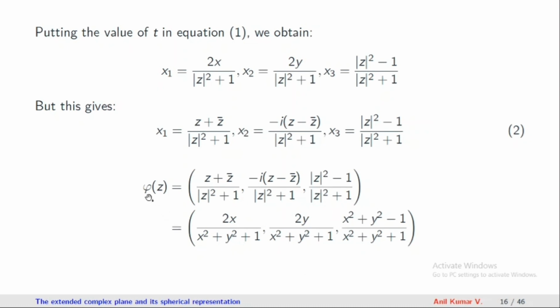And note that this function phi has three components. This is the first component, this is the second component, and this is the third component. Assume that the first component is f1, this is f2, and this is f3. Note that each component is a continuous function. Since each component is continuous, the stereographic projection phi is a continuous map from C to S2 minus n.